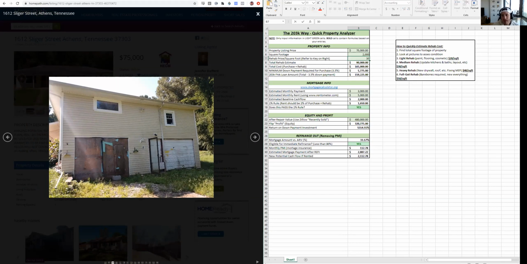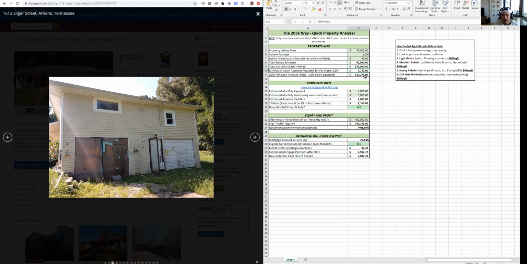So let's go here. Let's just put $30. So what you're looking at here is a total rehab of 60,000. All right. I think that's probably on the high side, but let's stick with it for now. All right. So again, you don't have to put in anything else in this area. All this stuff is going to populate out for you. So it looks like your total cost is going to be 135,000.